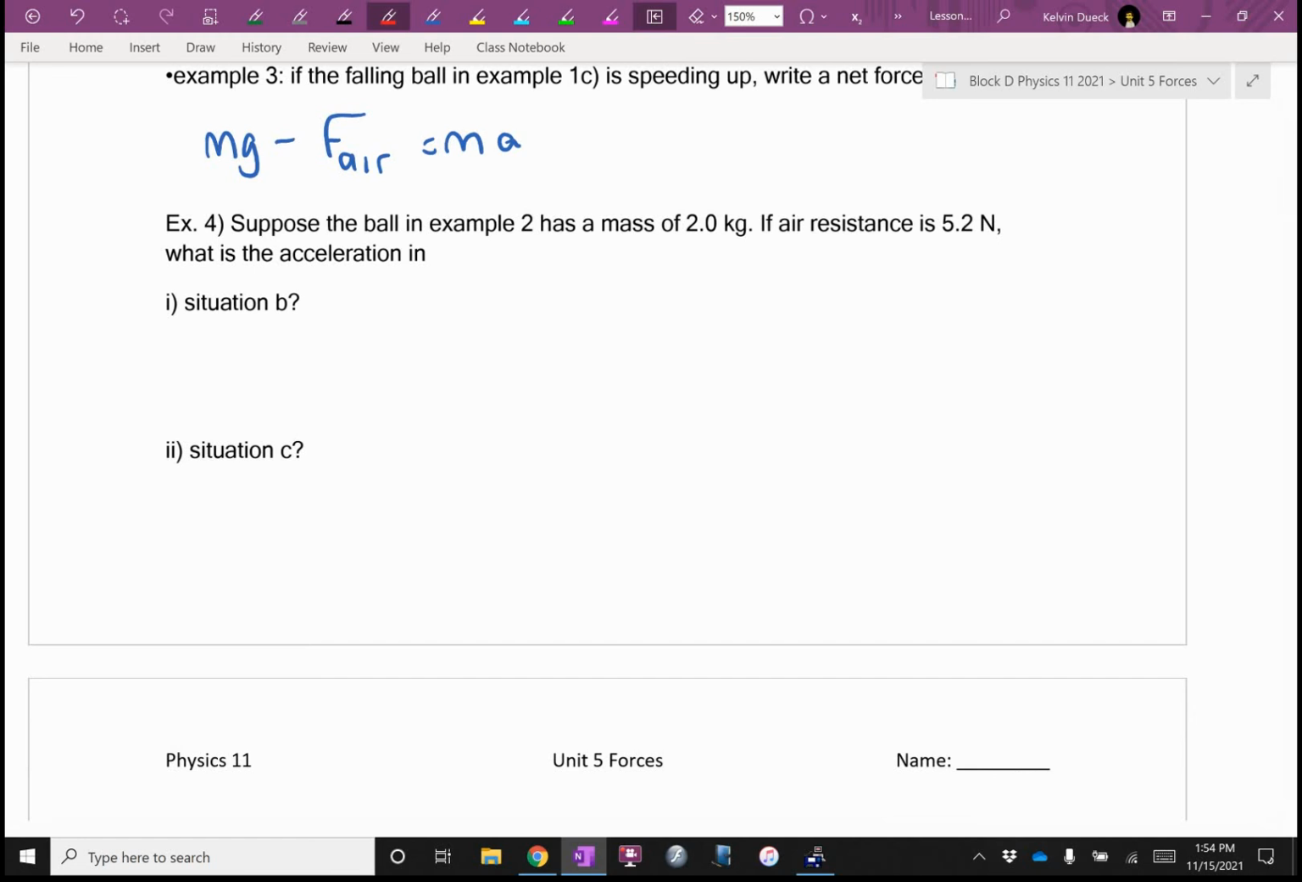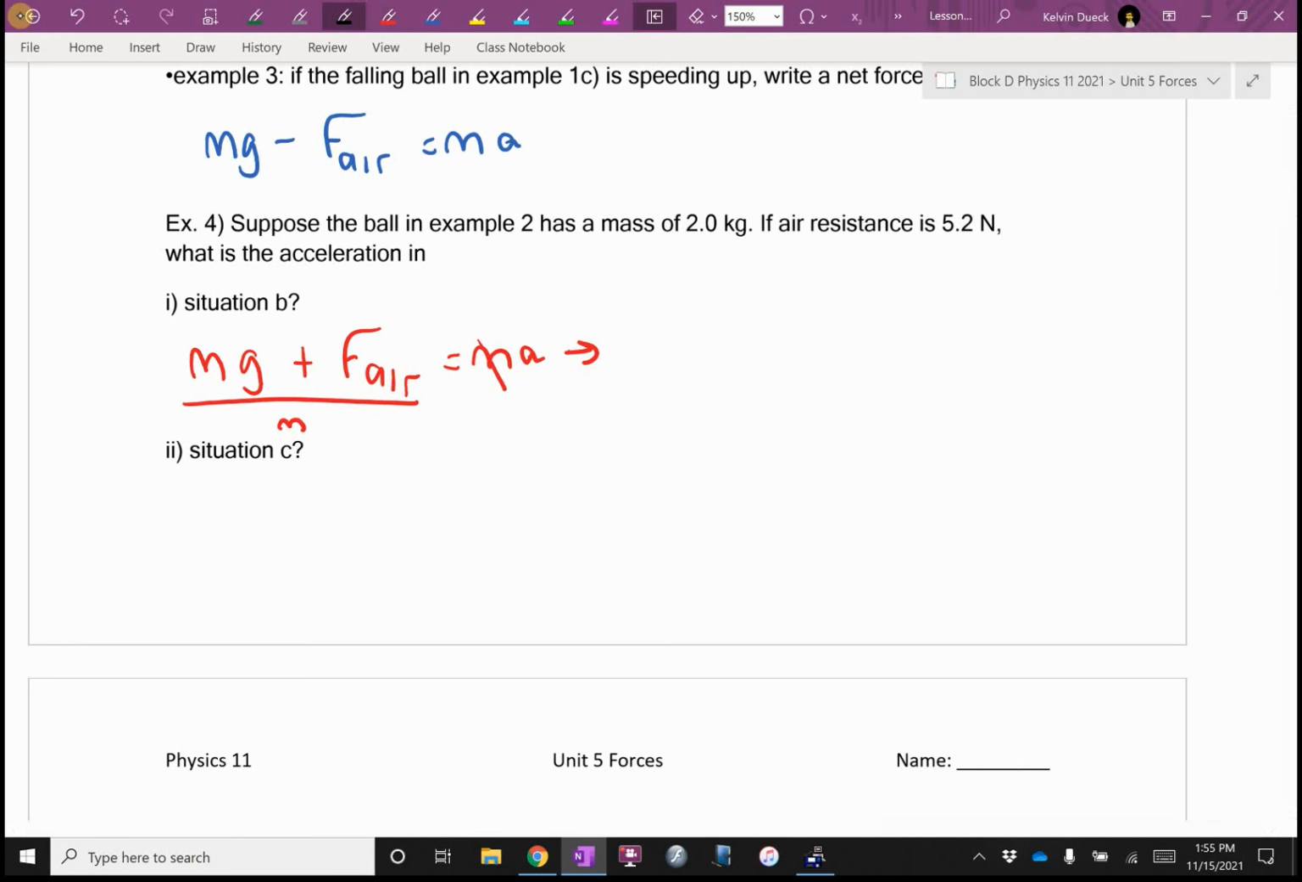I put a plus sign in front of it because it's positive. So it's going to look like this: mg plus F air equals ma. There doesn't have to be a loser. There can't be in that one. Nick, how will I get the A by itself? Yoink.